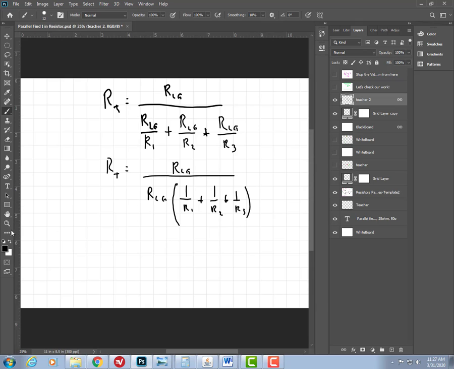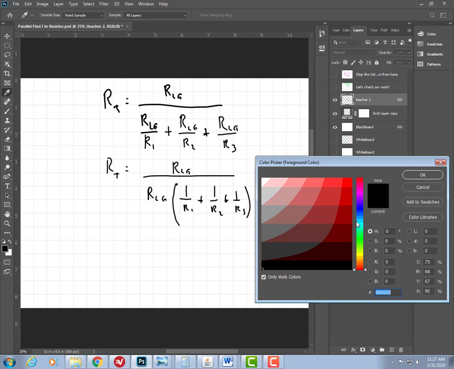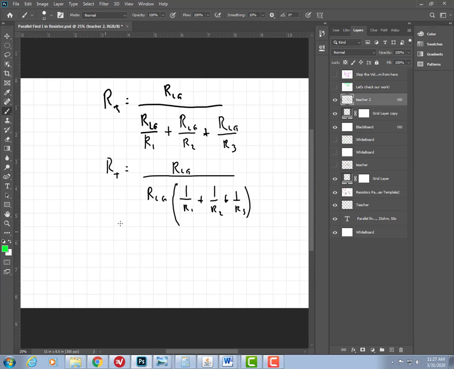Okay, so we have R large. Now let's multiply this top one by 1. You can multiply any number by 1. Now we see that we have R large on top and R large on the bottom. So R large over R large is equal to 1, so we can factor those out.